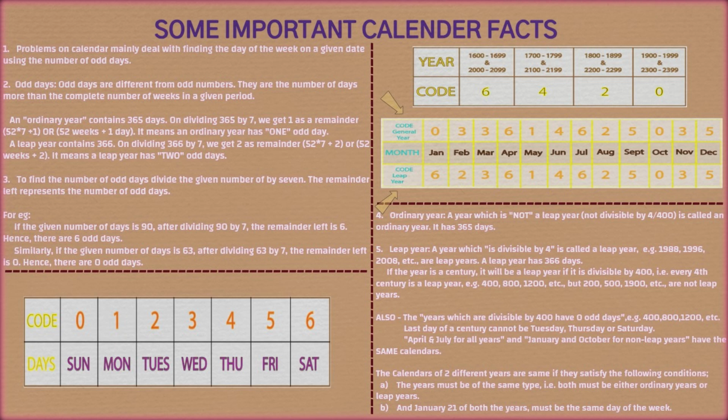In the case of 1600, we know that 1600 is a leap year because it is divisible by 4 and 400, but not in the case of the year 1700, because as we divide 1700 by 400, we don't get the remainder as 0, and thus 1700 is not a leap year. So keep this in mind. For determining whether a century year is a leap year or not, you must divide the year by 4 and 400 as well.